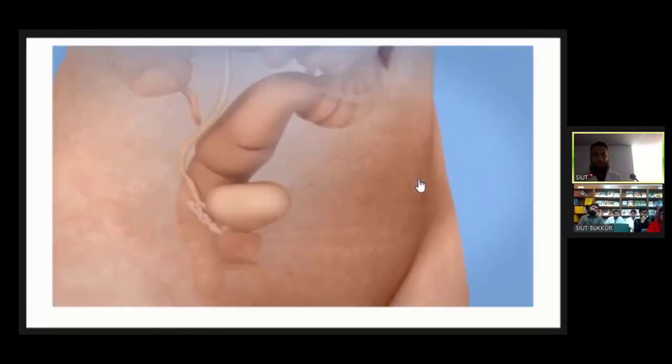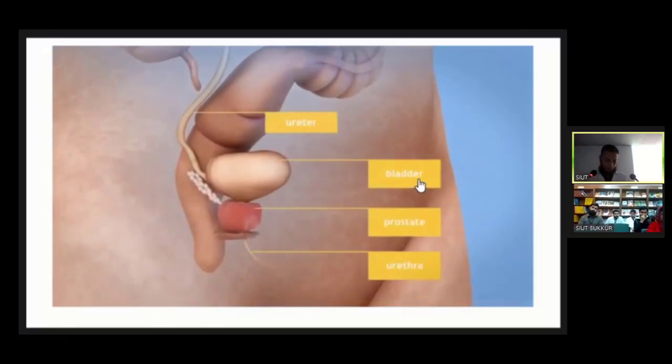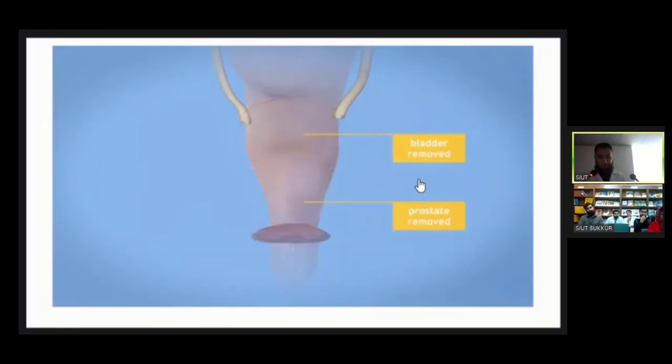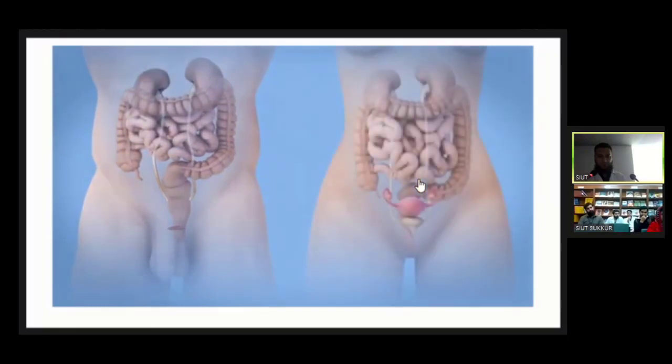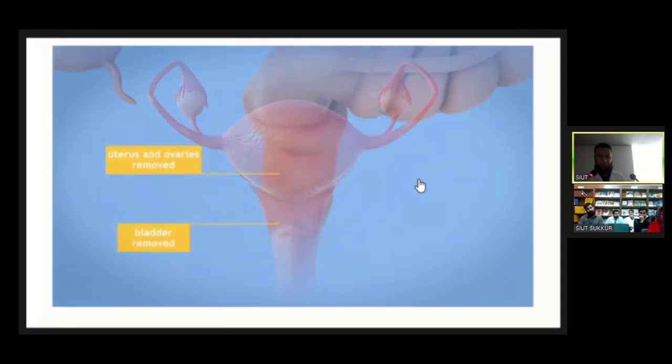Short video. Your doctor has recommended that your bladder be removed. This surgery is called a cystectomy. In men, complete bladder removal includes removal of the prostate. In women, complete bladder removal typically includes removal of the uterus, ovaries, and part of the vagina as well.